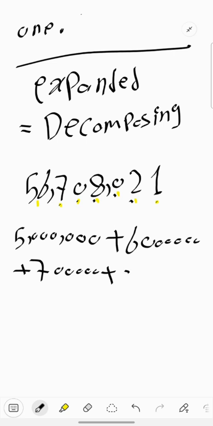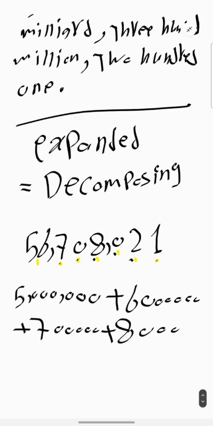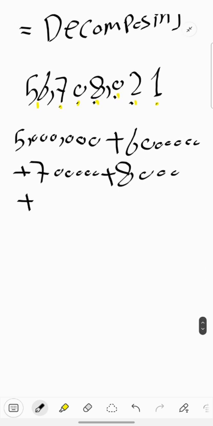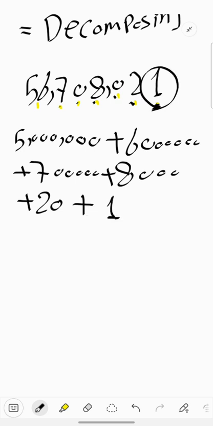And going to 8. How many digits before 8? 1, 2, 3. 3 zeros. Plus. Again, we can skip 0 because it's not important to write 0 because it has no value. So skip to 2. You have only one digit before 2, so it's 20 plus 1. You have nothing before 1, so it's only 1.